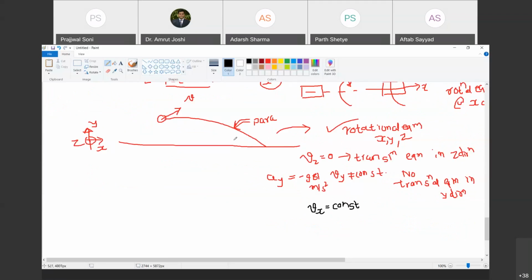In projectile motion, the horizontal component of velocity remains unaltered. Do you agree with me? Yes sir. Provided we neglect air resistance, and that's there. Yes, we are neglecting air resistance.